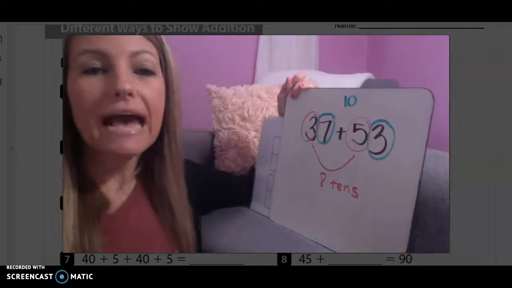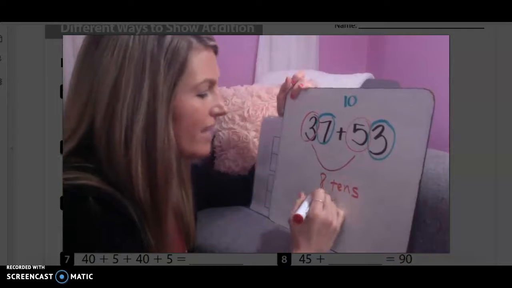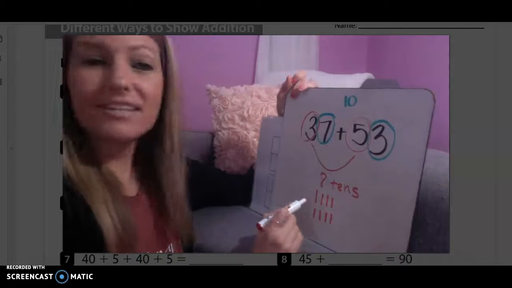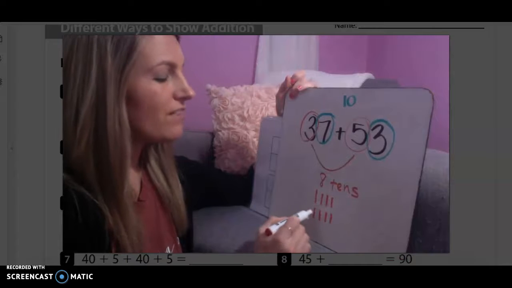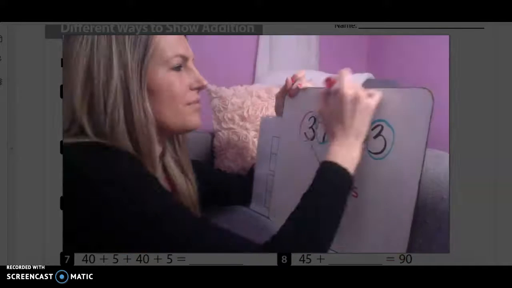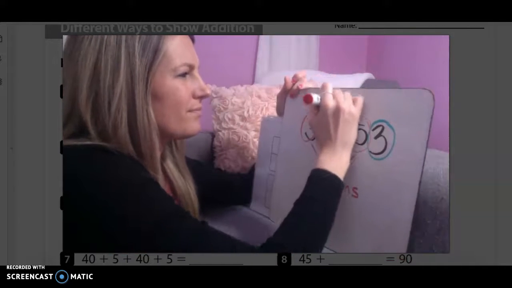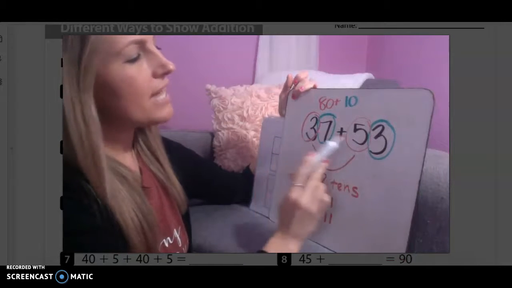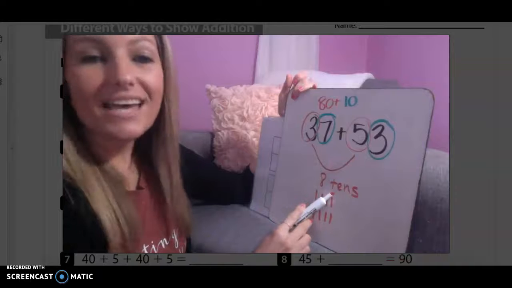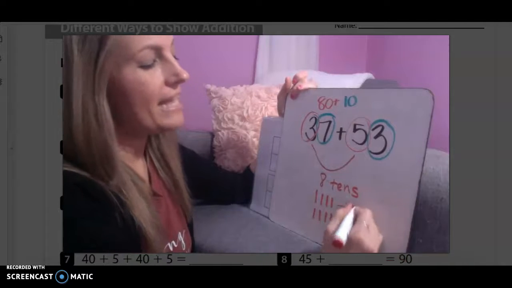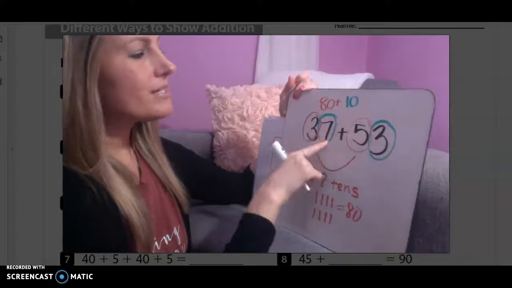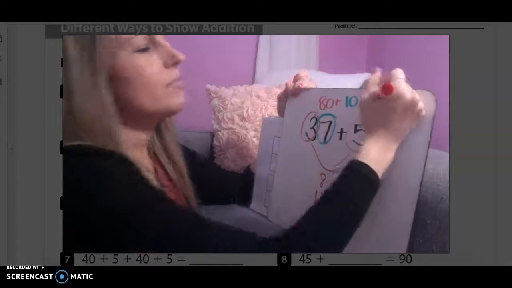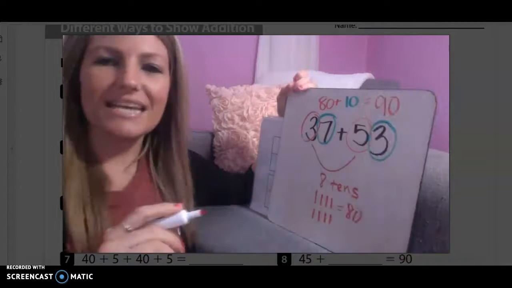8 tens equals how much? Well, if I have 8 tens, these are 10 sticks, I'd have 10, 20, 30, 40, 50, 60, 70, 80. What I did is I added my tens together, 3 tens and 5 tens. That gave me 8 tens, or 80. 80 plus the 10 that we got from 7 and 3 over here, 80 plus 10 more gives me 90.